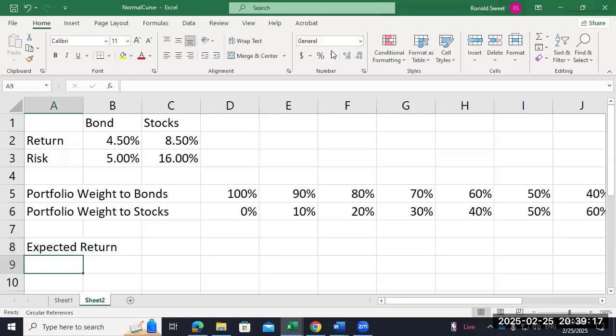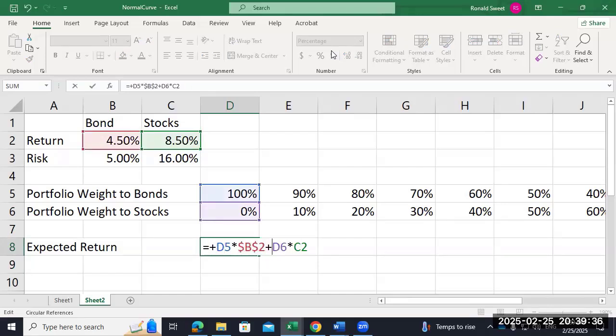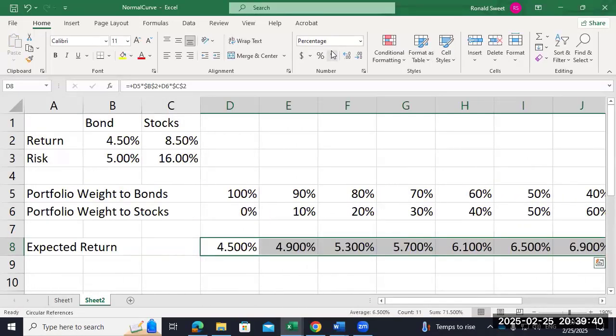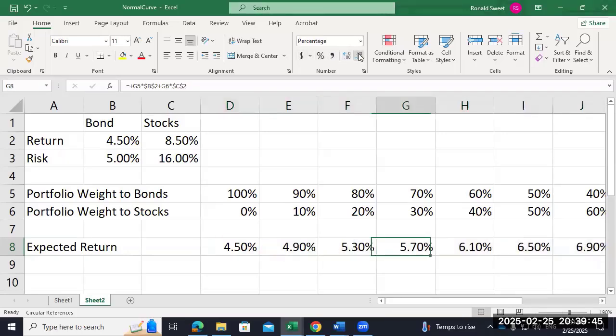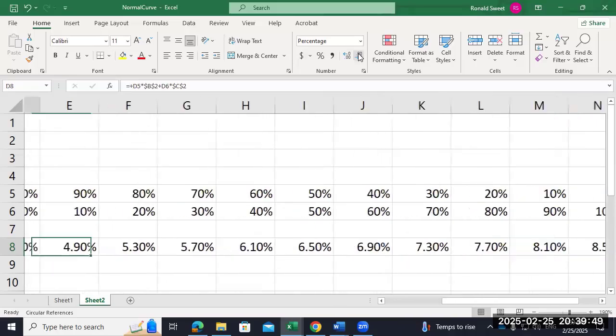Expected return is a piece of cake. Y'all did this over and over again. We have 100% in bonds. We take 100% in bonds times 4.5% plus 0% in stocks. That was 8.5%. I'll lock those in. There's our returns. Growing over time, up to 8.5% because that's 100% in stocks.